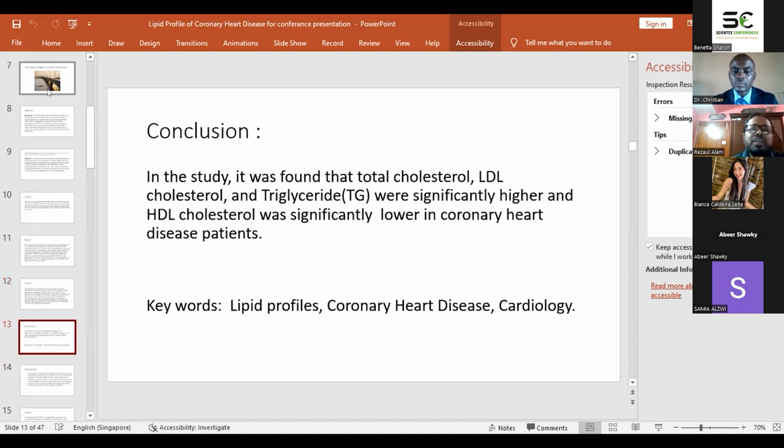Conclusions. In the study, it was found that total cholesterol, LDL cholesterol, and triglyceride were significantly higher, and HDL cholesterol was significantly lower in coronary heart disease patients. This was my abstract.